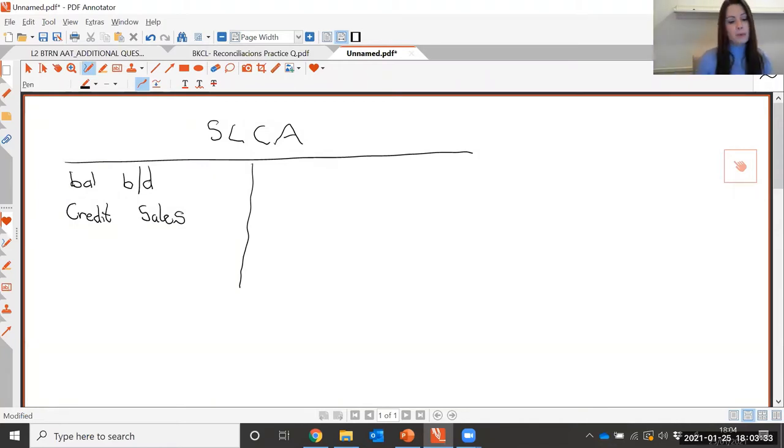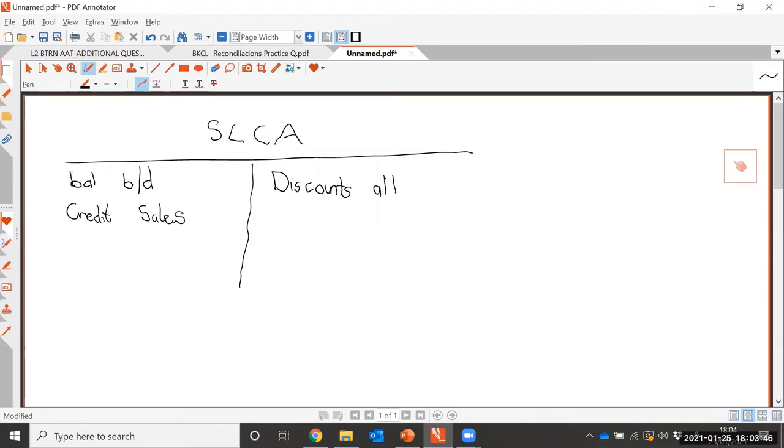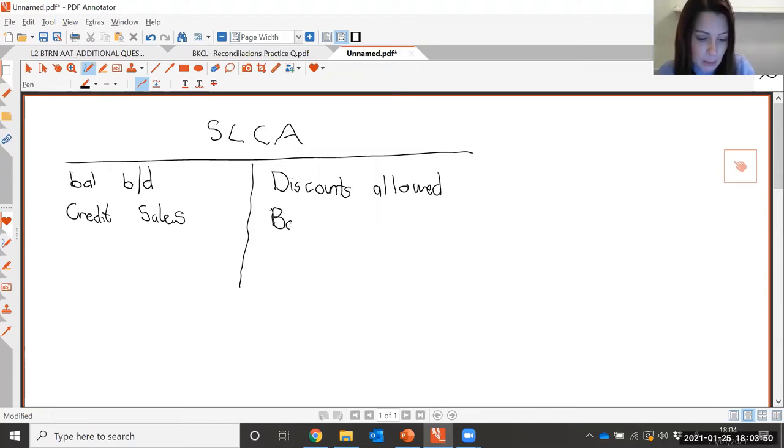Okay, so what may we find on the credit side of the sales ledger control account? Discount allowed. Excellent. Cash book. I can see Madalena's put bank. I'll put bank. Is it the same thing, cash book and bank? Yeah, it just means that it's an amount received from the customer. Yes, excellent. Sales returns.